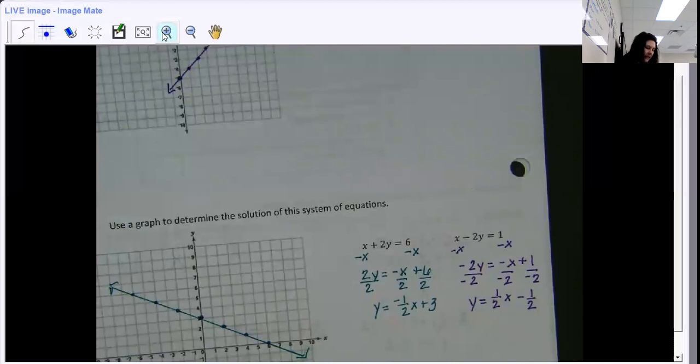Hold on just a second. I think I changed this on our original notes. I'm going to pause for just a second.